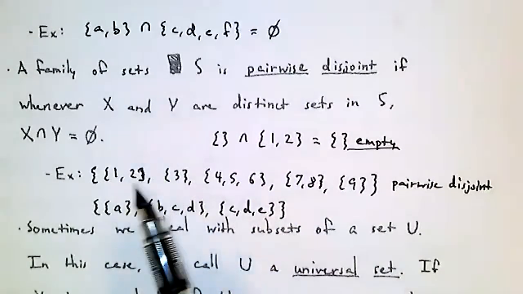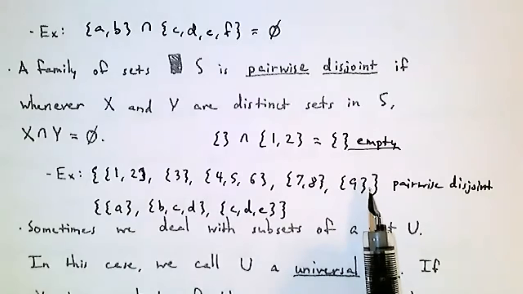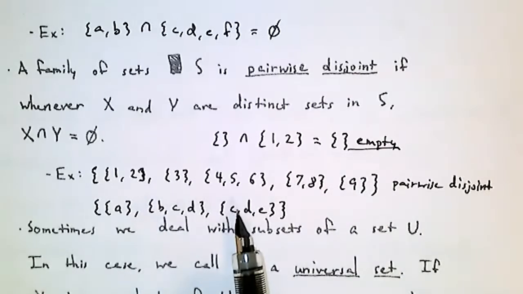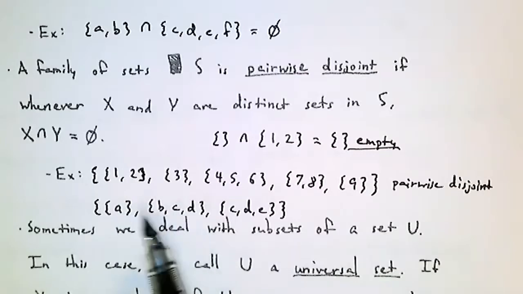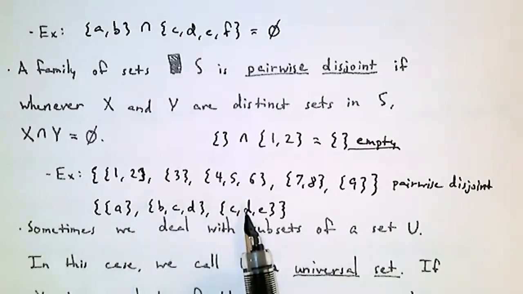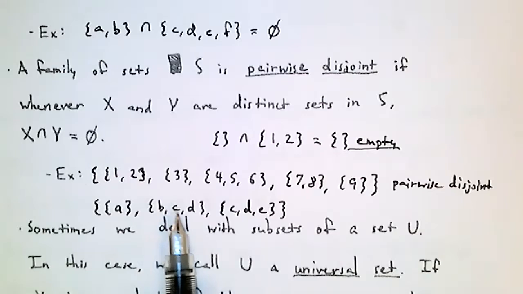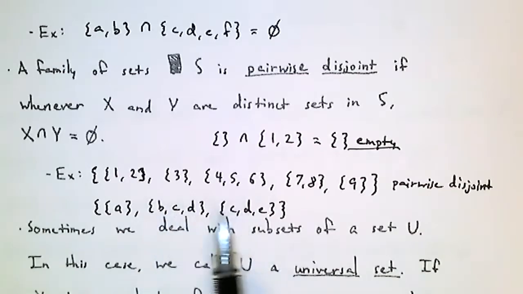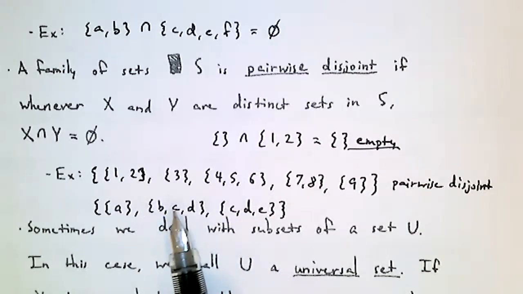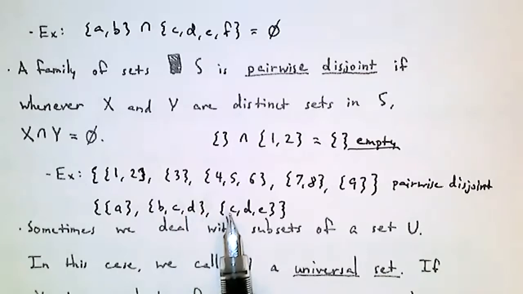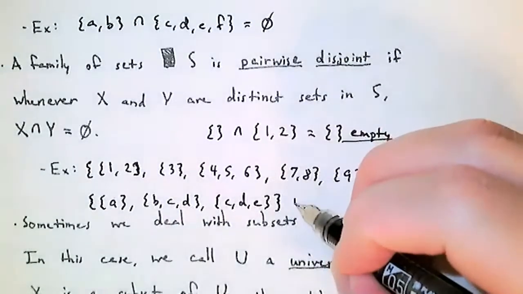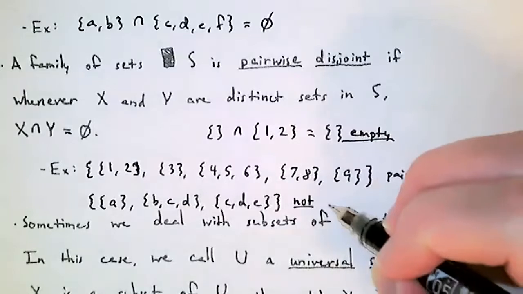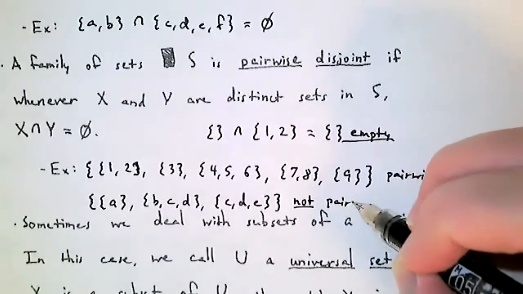So compare this pairwise disjoint family to this next one. The first two sets don't share any elements in common, and the first set doesn't share any elements with the third set. But if you compare this set to that one, they do share two elements, C and D. That means this one is not pairwise disjoint.